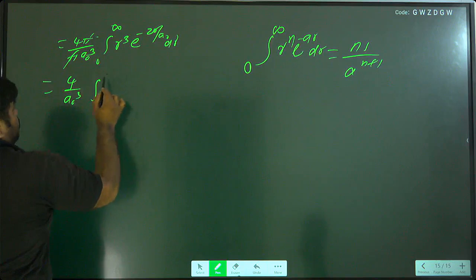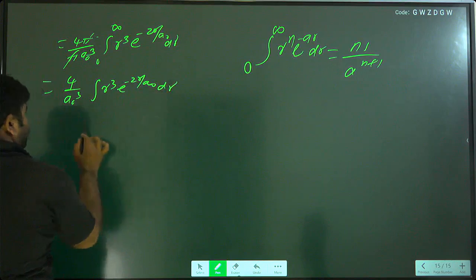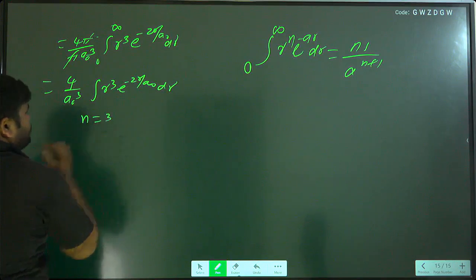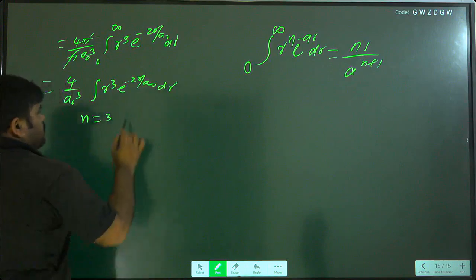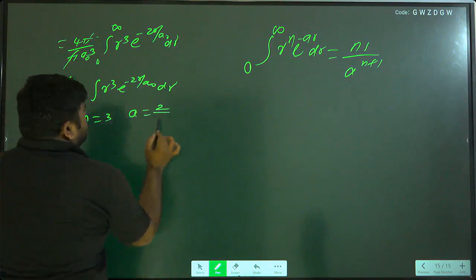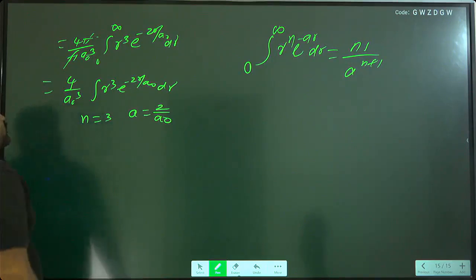n is equal to how much here? r to the power 3 e to the power minus 2r upon a naught into dr. What is the value of n? n is equal to 3. What is the value of a? Compare: a is nothing but 2 upon a naught. Understood? 2 upon a naught. This is the value of a, and n is equal to 3.